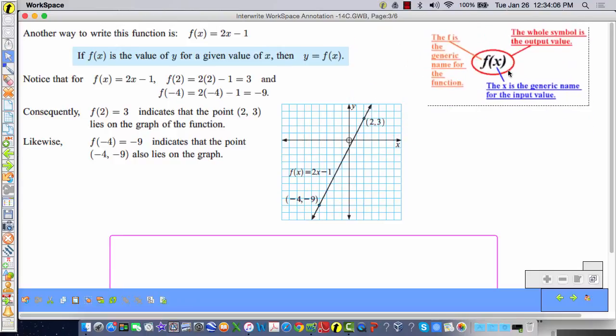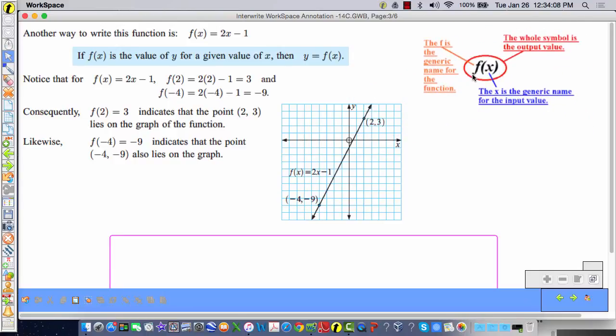It's very nice. The f is the generic name for the function. The f, I hope I said f. The x is the generic value for the input value, and the whole symbol constitutes the output value. Okay, altogether it's the output value.